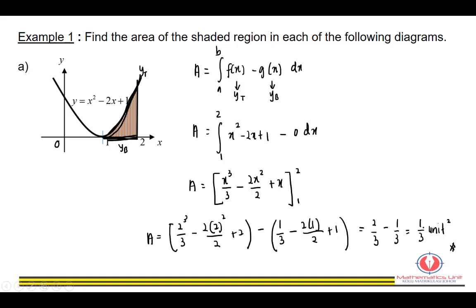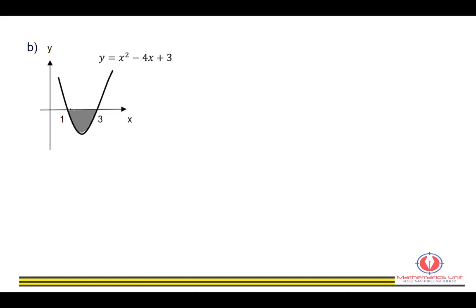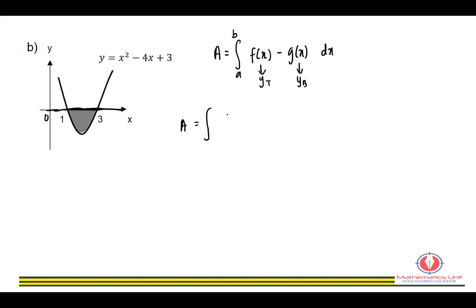Let's look at the second example. Now, as you can see, we have the shaded region under the x-axis. We use the same formula for area between curve and x-axis, the integration of f(x) minus g(x) dx from a to b. Remember, f(x) is the function on top, g(x) is the function at the bottom. Here f(x) is the function on top of your graph, which lies on the x-axis, where y equals 0. So your f(x) is 0, minus g(x), which is the graph under the x-axis. This is your y bottom, which is the quadratic one.